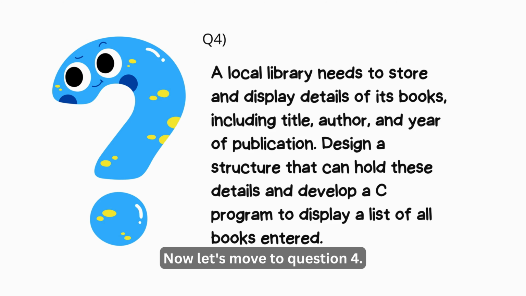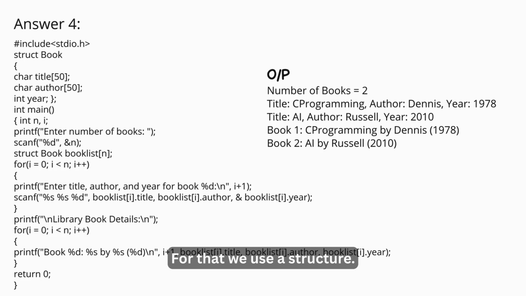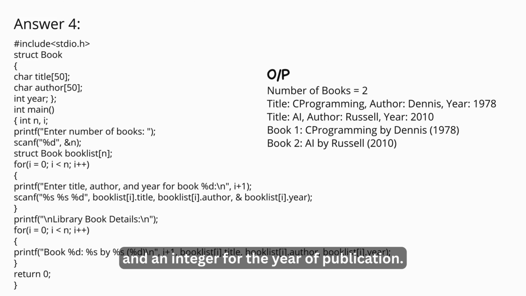Now let's move to question 4. The problem says that a local library wants to store and display details of its books like title, author, and year of publication. So, the first thing we need to think about is how do we group all these related details together? For that, we use a structure. Here, I have defined a structure called book. Inside the structure, I have three members: a character array for the title, another character array for the author, and an integer for the year of publication.